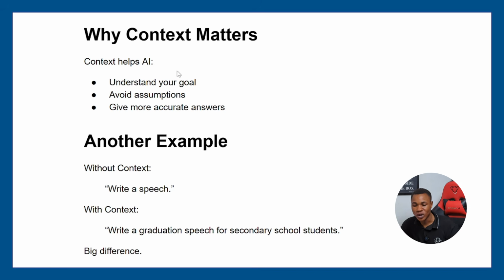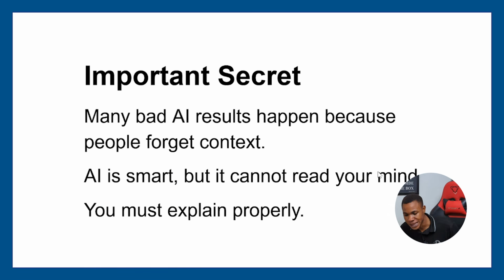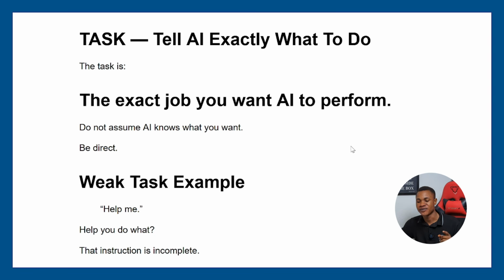Is that okay? So why context matters is that context helps AI to understand your goal and avoid assumptions. It gives more accurate results. Another example is write a speech. You can see write a graduation speech for a secondary school student. If you just say write a speech, it's too vague, and the AI will not understand. But if you say write a graduation speech for a secondary school student, it makes a big difference. Now, many bad AI results happen because people forget context. You forget to tell the AI what you do. That is very important. AI is smart, but it cannot read your mind. You must explain properly.